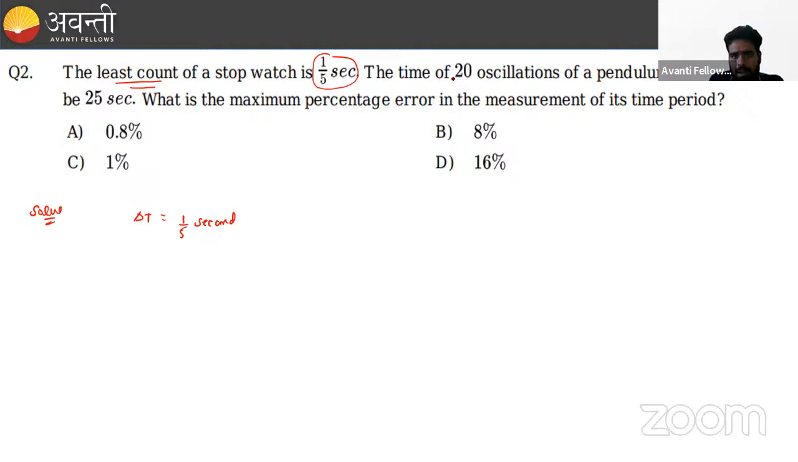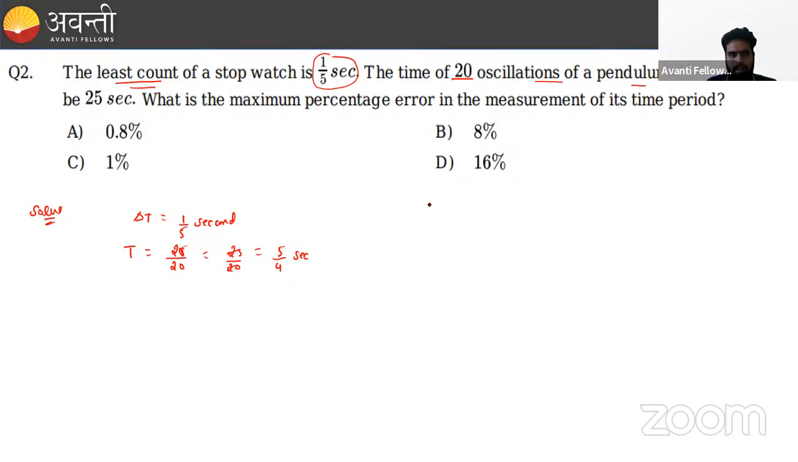The second information given is 20 oscillations of the pendulum complete in 25 seconds. So what is the time taken to complete one oscillation? That is known as the time period. So the time period is the time taken by the pendulum to complete one oscillation. So this will become 25 upon 20. If we cancel this, it will become 5 upon 4 seconds. This is the time period.